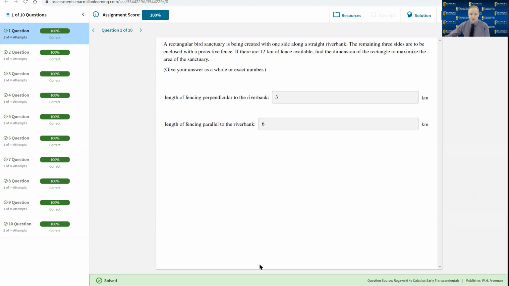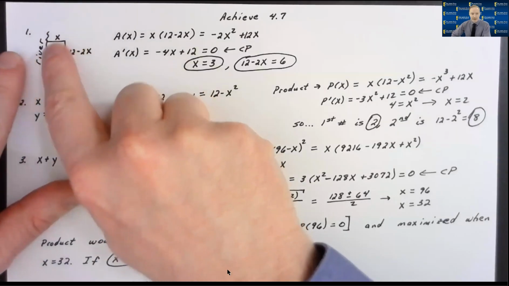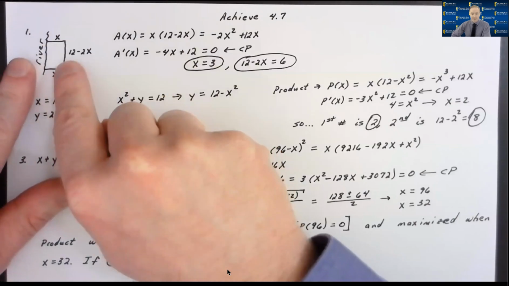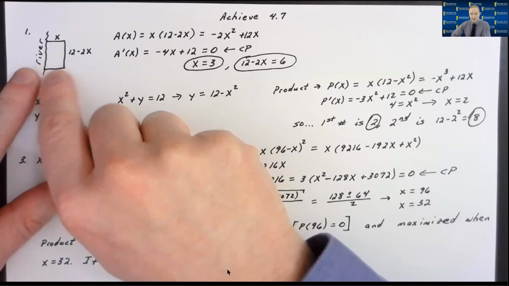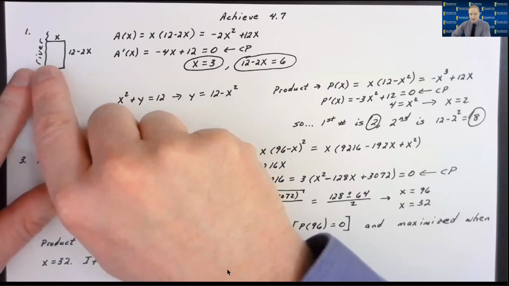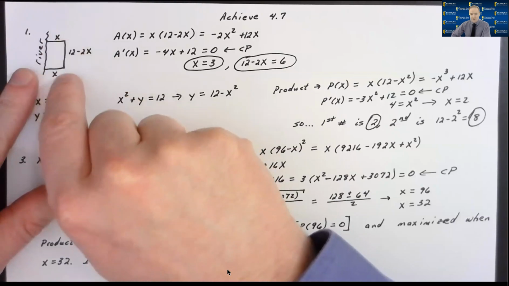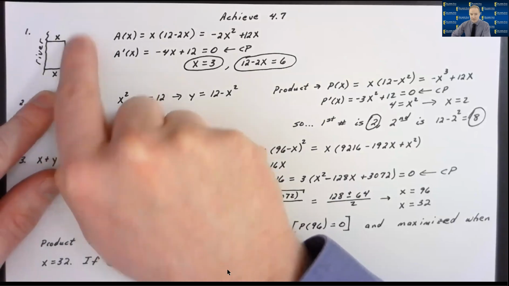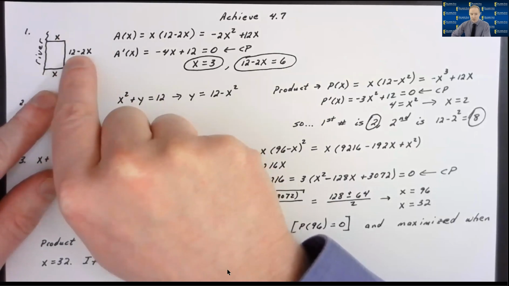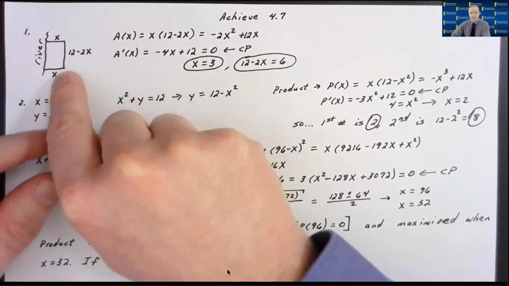Okay, so here's what I did. I'm going to let one side be the river. That means the other three sides I have to fence in. I called the width of this rectangular region X, and I would have two sides of that width, so I have X plus X. According to the problem, I had 12 kilometers total of fencing. So the remaining side that's going to be parallel to the river, I'll have 12 kilometers minus these two values of X. So 12 minus 2X.